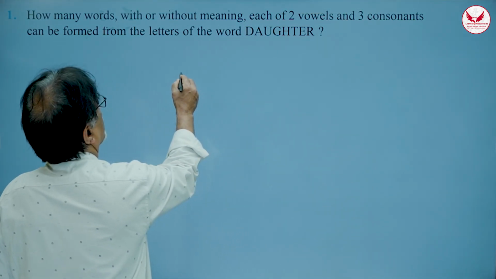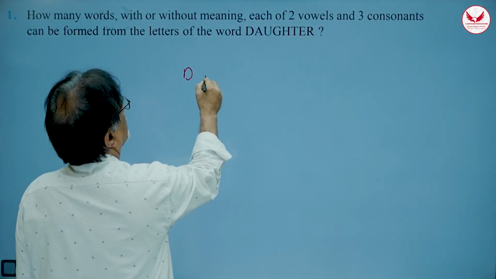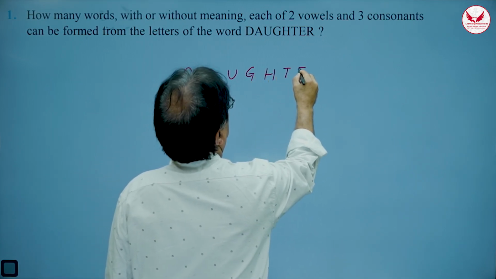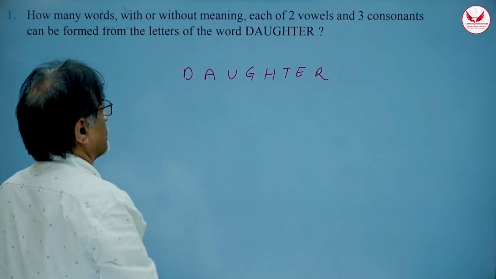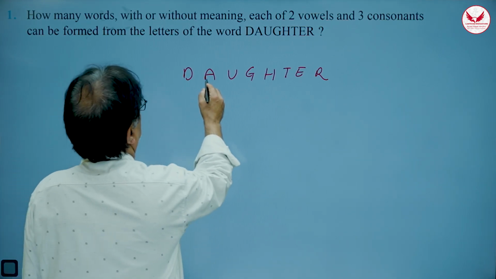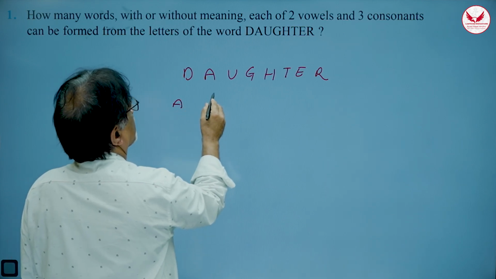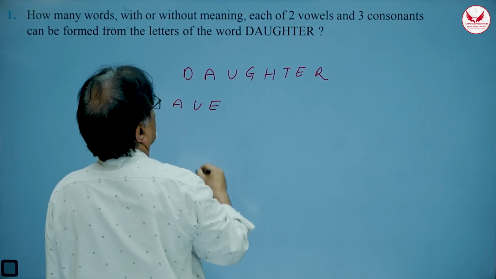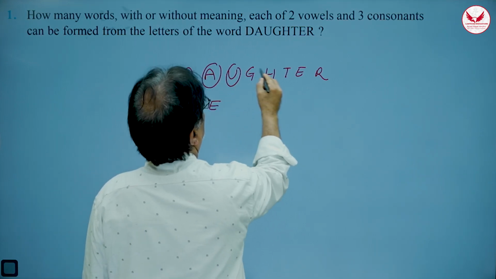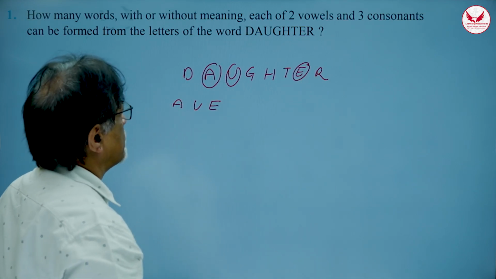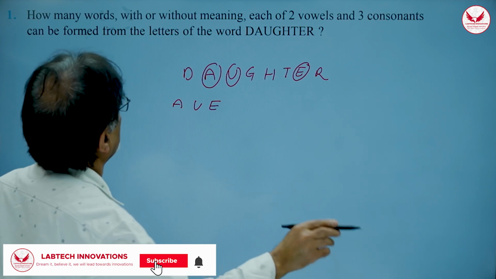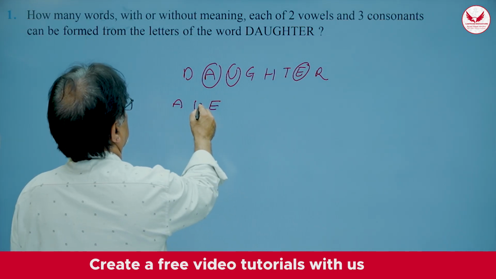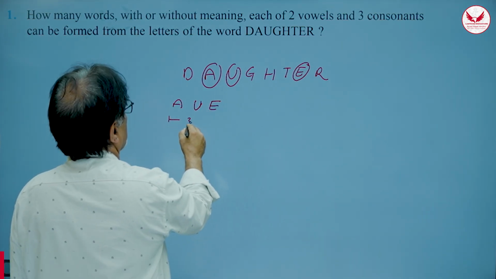Now, if you look at this word daughter, D-A-U-G-H-T-E-R, first of all we will have to separate all the vowels from it. The first vowel which appears here is A, then U, and then E. So there are only three vowels, A, U and E, because the vowels in the entire alphabet are A, E, I, O, U. A is there, U is there, E is there, but I or O is not there. That means there are only three vowels present in this.